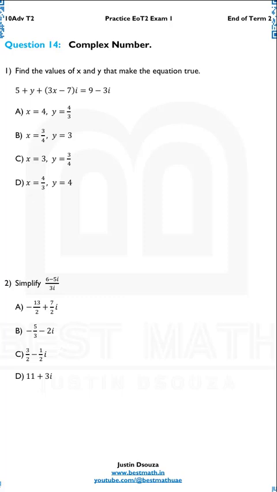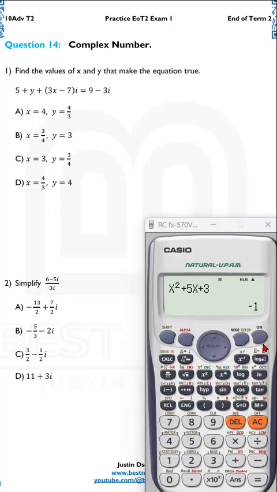Complex number problems can all be solved directly in the calculator as well. I'll solve the second part first. But how do we solve it in complex numbers? First, you need to click on mode and then option 2 for complex. Now let me type it out: 6 minus 5i, divided by 3i. This is equal to minus 5 by 3 minus 2i. It's option B. So direct.